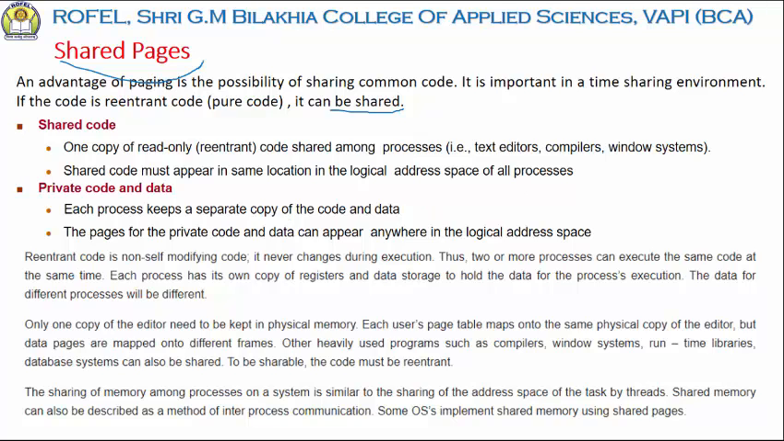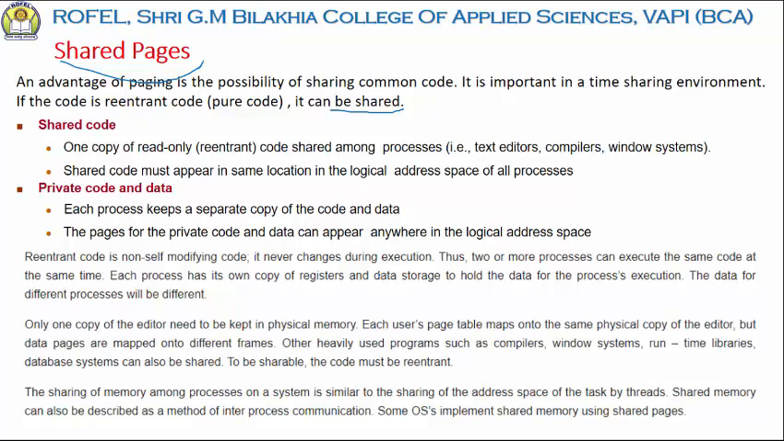Fine. So the re-entrant code is a non-self-modifying code. It never changes during the execution. Now when two or more processes can execute the same code at the same time, at that time the sharing code or sharing pages is usable. Now each process has its own copy of the registers and data storage, which is used to hold the data for the process execution, and the data for the different processes will be different. The sharing pages are only and only common for every process, but the data for different processes will be different.